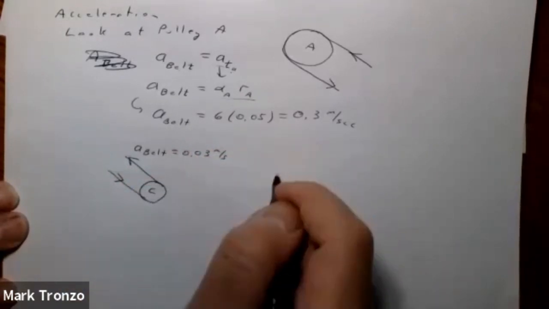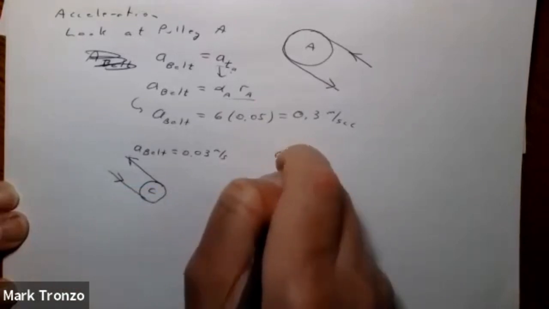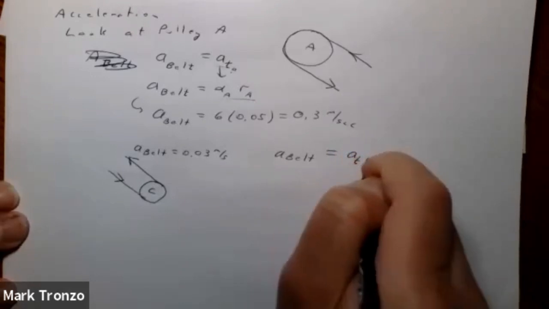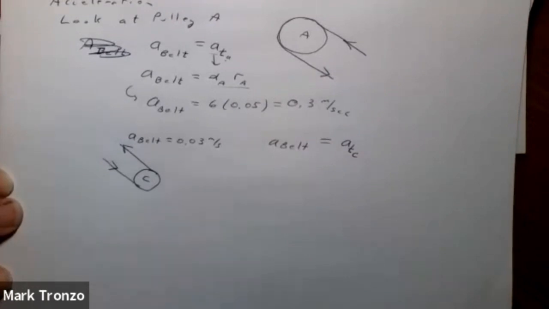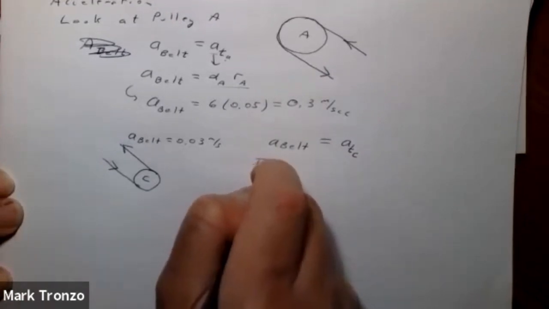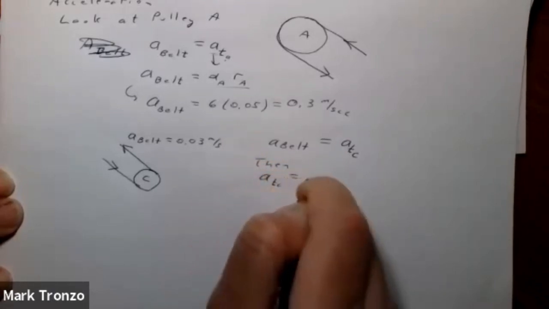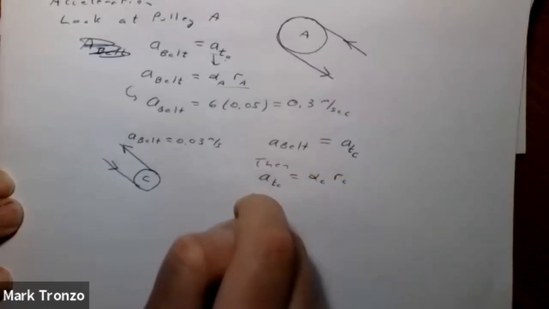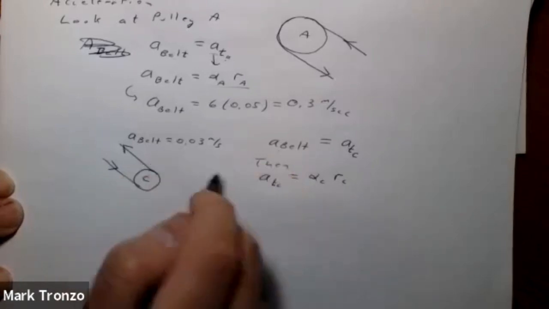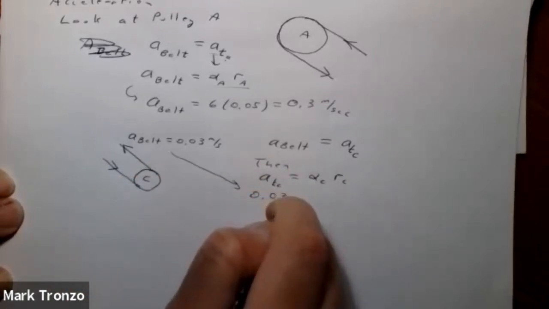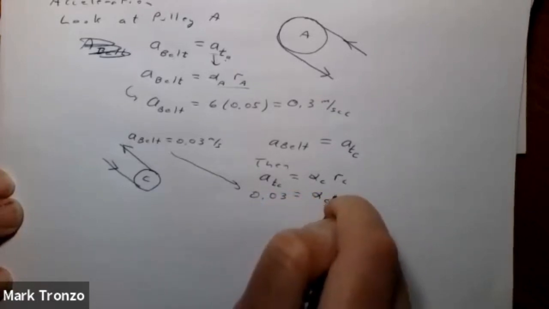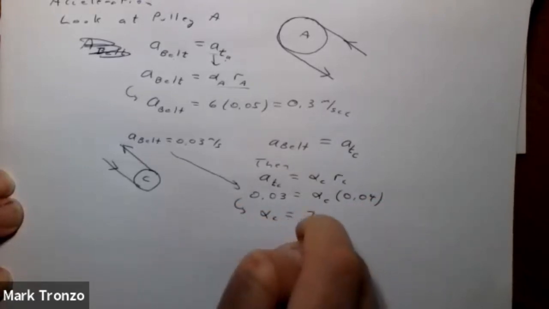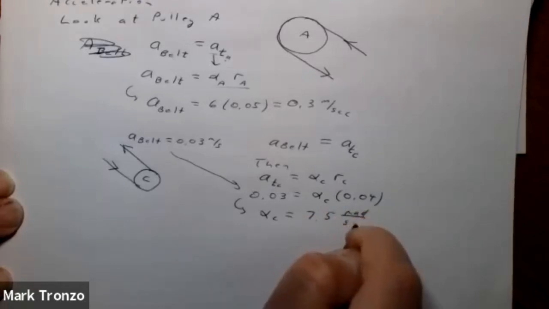Then we can use that to find, so the acceleration of the belt is going to be equal to the tangential acceleration of C. Then, of course, the tangential acceleration of C is simply going to be alpha C times the radius of C. And we said that this is equal to this, so we can put 0.03, and then alpha C times the radius of C, 0.4. Alpha C then is going to be 7.5 radians per second squared.